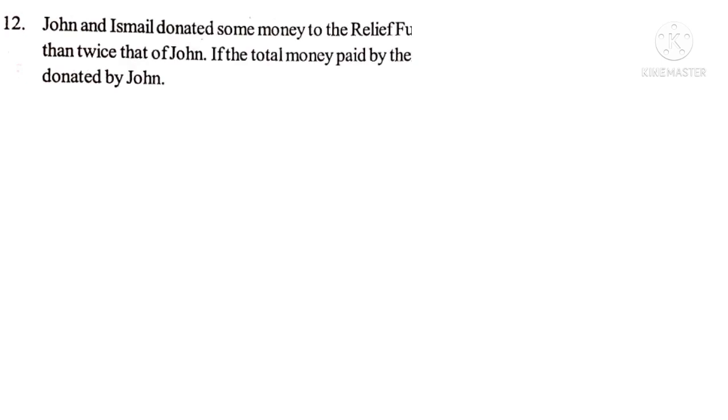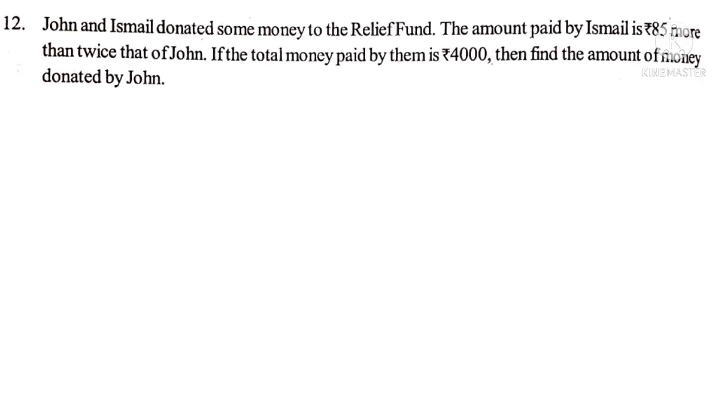Now the 12th problem. John and Ismail donated some money to the relief fund. The amount paid by Ismail is 85 rupees more than twice that of John. If the total money paid by them is 4000 rupees, then find the amount of money donated by John.